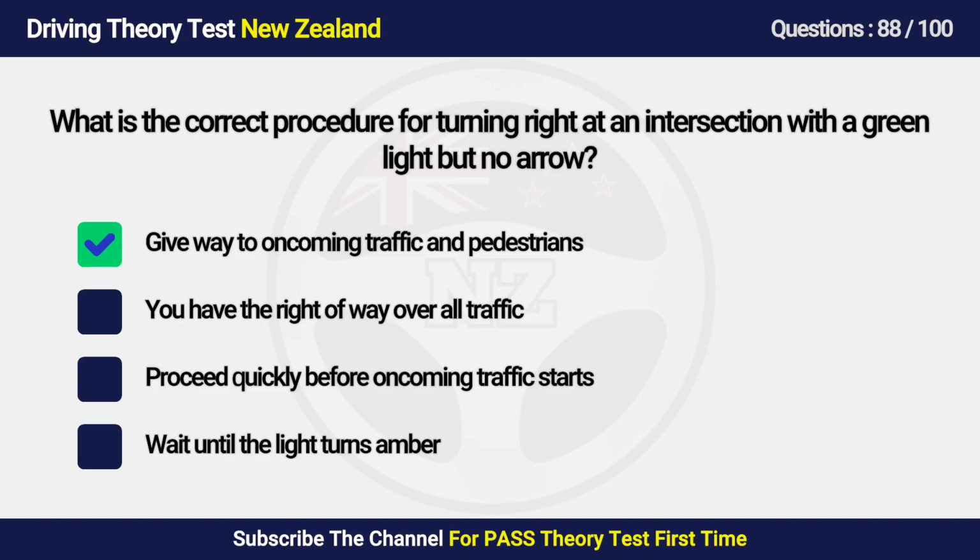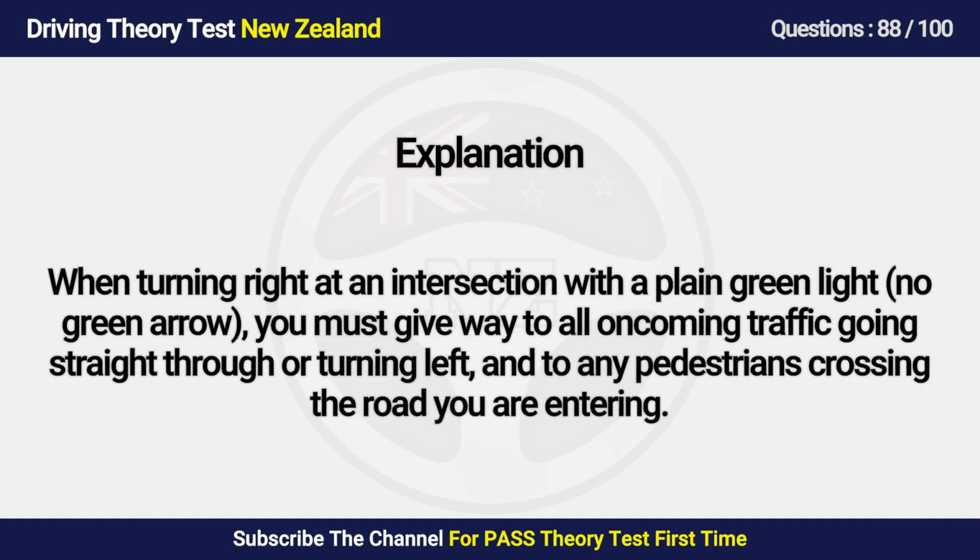Answer is A. Give way to oncoming traffic and pedestrians. When turning right at an intersection with a plain green light, no green arrow, you must give way to all oncoming traffic going straight through or turning left, and to any pedestrians crossing the road you are entering.